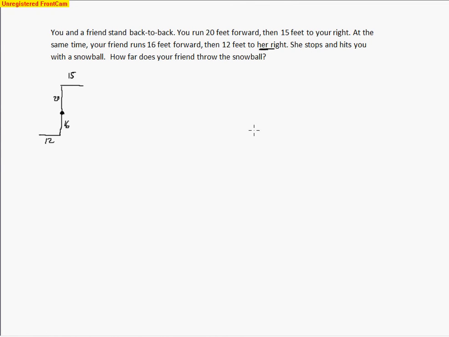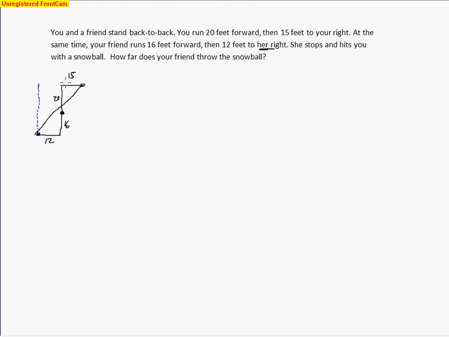And so they want to know, she stops and hits you with a snowball. How far does your friend throw the snowball? Okay, so this is where she is. This is where you are, and she throws that snowball, and this is the distance she had to throw it right there. And so what is that? Well, we're not quite sure unless we set up a triangle. So let's do that. So I'm going to set up this right triangle. We need to find out what this distance is.